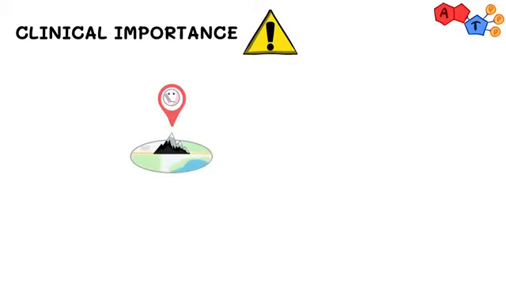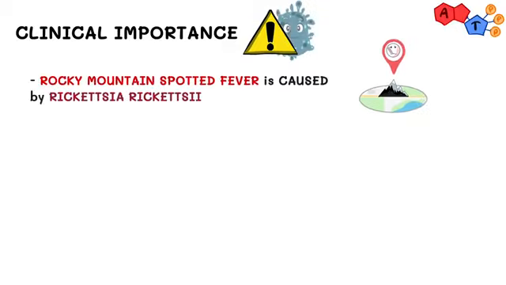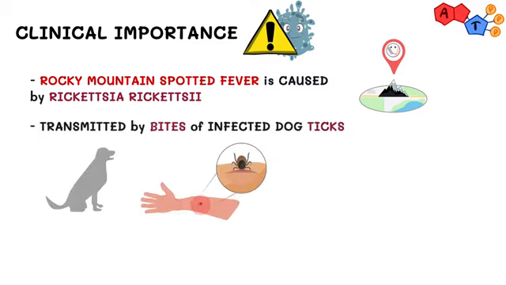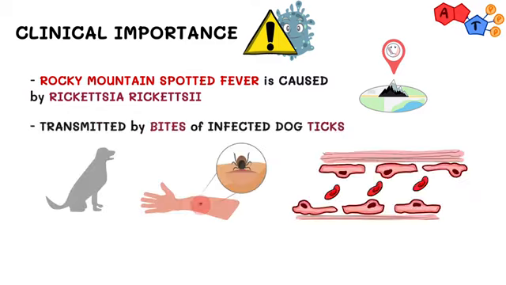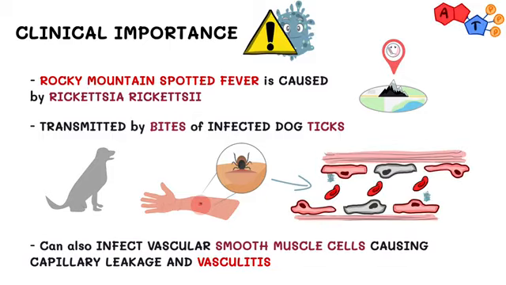Now let us start by talking about Rocky Mountain spotted fever, which is caused by Rickettsia rickettsii. Rickettsia rickettsii is transmitted by bites of infected dog ticks. Rickettsia spreads via the bloodstream to infect the endothelium from the portal of entry in the skin, and sometimes they infect vascular smooth muscle cells, resulting in capillary leakage and vasculitis. Rickettsia species enter the target cells, multiply by binary fission in the cytosol, and damage heavily parasitized cells directly.